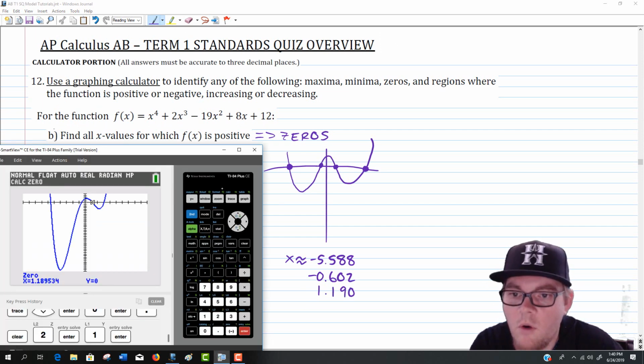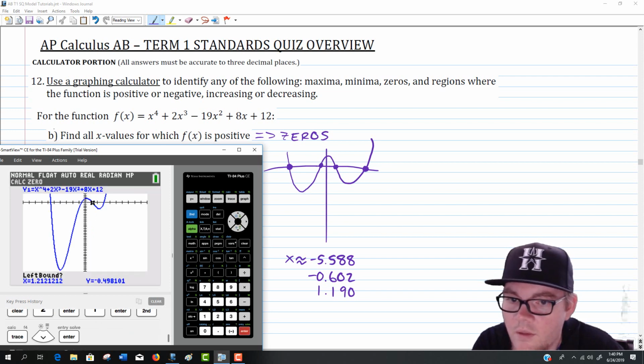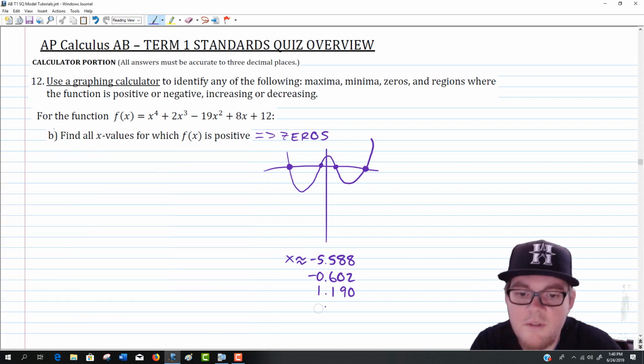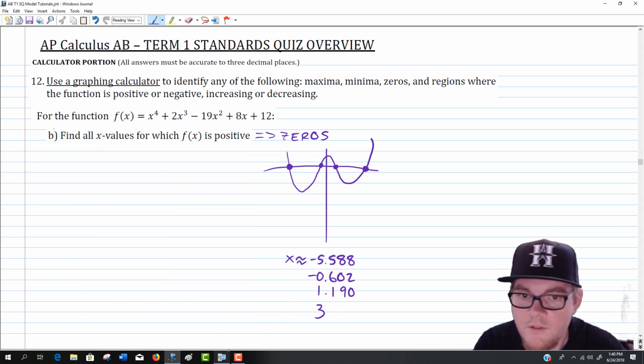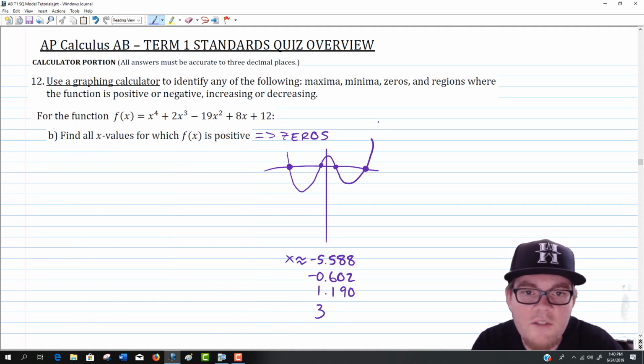And then finally, we need one more. And then we'll finally be done with this misery. So for this last zero, I'll do it the old-fashioned way. I'll choose my left bound, choose my right bound, and then guess my value right in the middle. And it tells us that last zero is literally at 3. So it's nice for us to know. We now have our 4 zeros. All that's left for us is to actually go through and identify what the regions are.